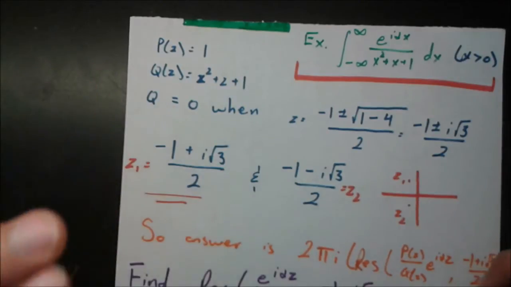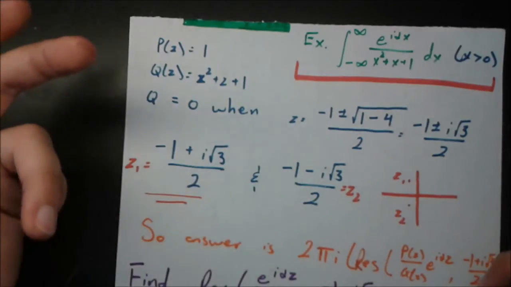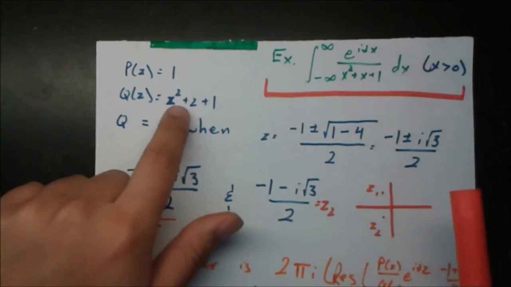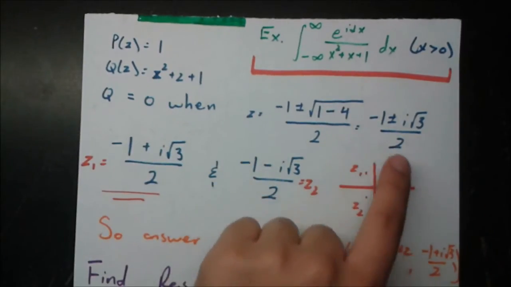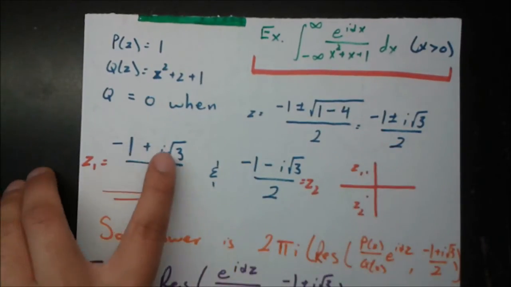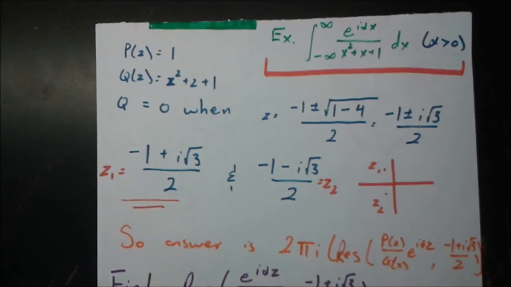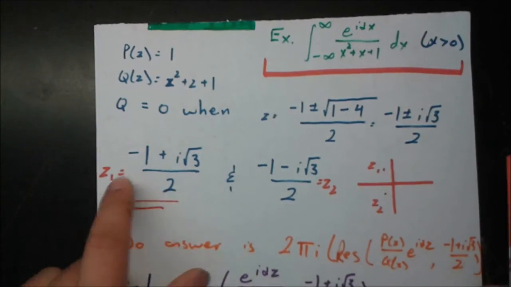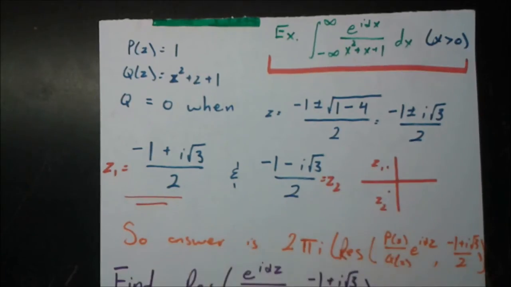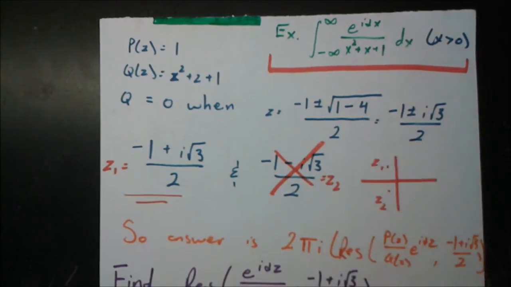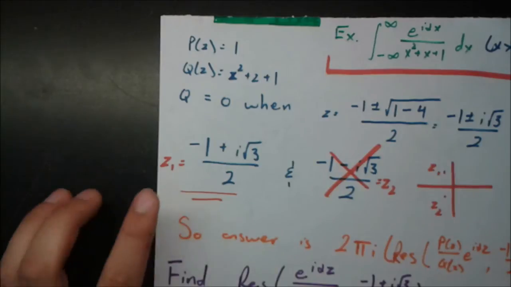When is the denominator 0? So we can find the isolated singularities. Since it's a quadratic, we can solve using the quadratic formula, and we get two roots. We get negative 1 plus i root 3 over 2 and negative 1 minus i root 3 over 2. Now, which of these is in the upper half plane? We find that z1 is in the upper half plane and z2 is in the lower half plane, which means we don't need to worry about z2 at all. We're just going to be worried about z1 in the upper half plane.